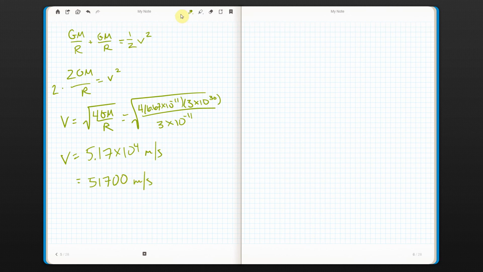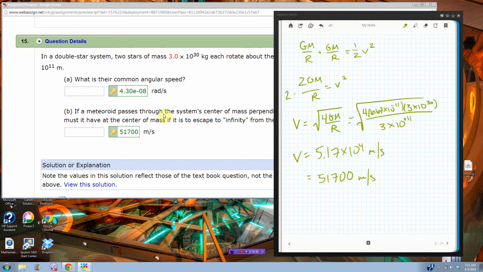When I was putting this in the calculator, I noticed that I, for some reason, put a -11 on the radius, probably because I had a -11 up there. That should not be negative. That should be a positive. Sorry about that. Let's check that. Yep, 5.17 times 10 to the 4th meters per second. That's it.